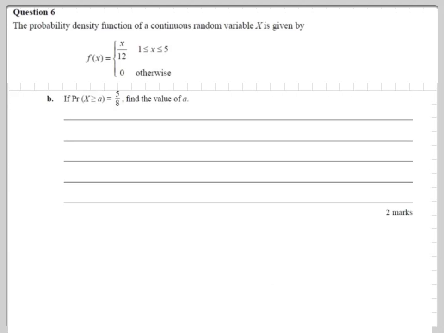Good, let's keep going. The probability density function of a continuous random variable, part B. Now we're going to find that if the probability that x is greater than or equal to a is 5/8, we've got to find the value of a, okay? Well, there's just several ways to do that. It's just a straight little area thing. So I've just said there the integral from a to 5 is equal to 5/8, and then you've just got to solve it as a definite integral.